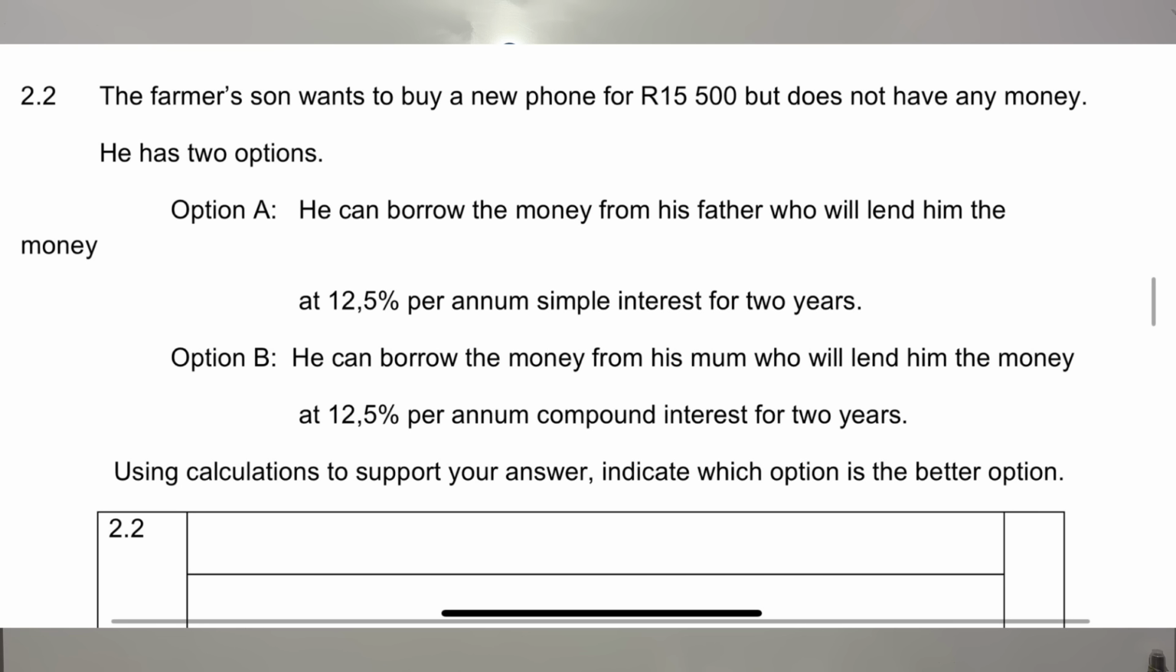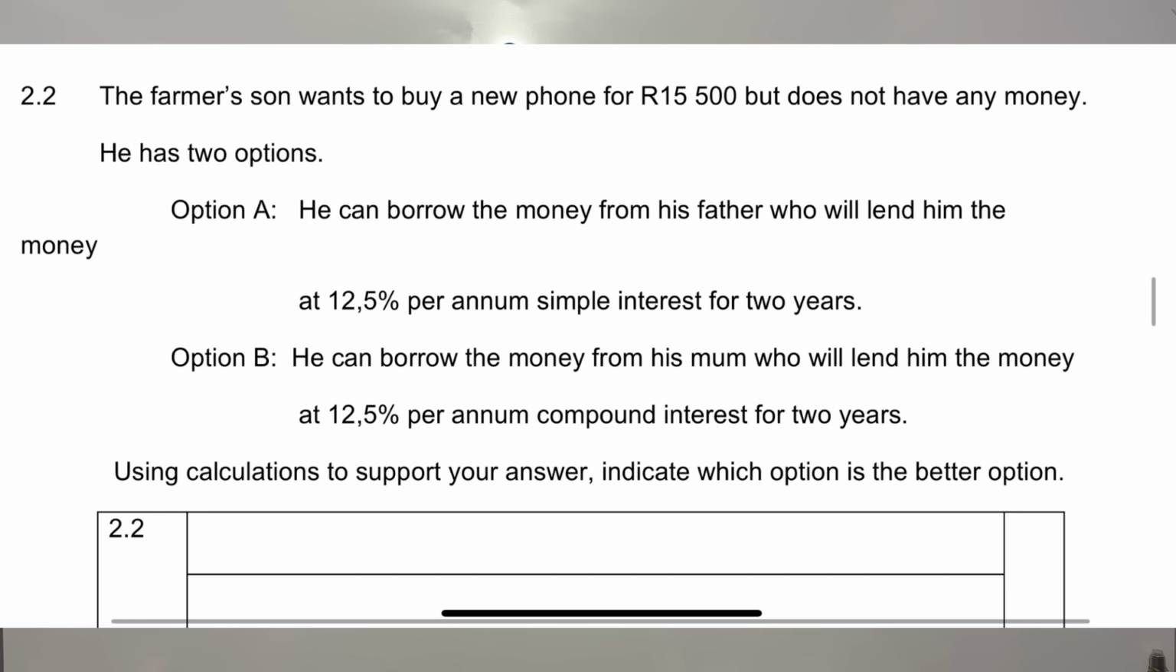Let's have a look at question 2.2. The farmer's son wants to buy a new phone for 15,500 but does not have any money. Okay, so he has 2 options. He can borrow the money from his father, who will lend him the money at 12.5% per annum, simple interest for 2 years. That's option A. Then option B, he can borrow money from his mom, who will lend him money at 12% per annum, compound interest for 2 years.